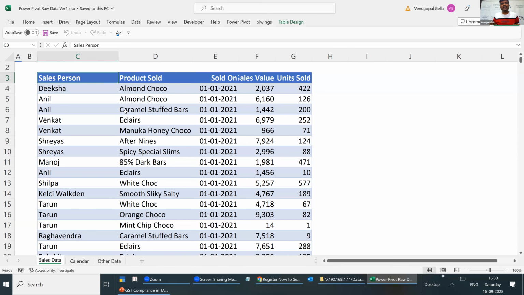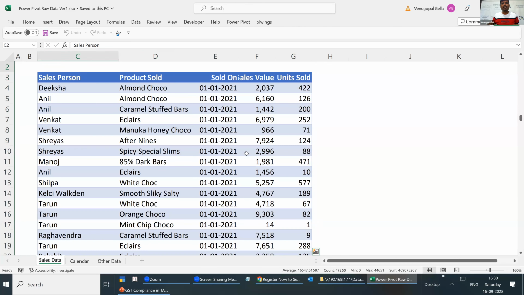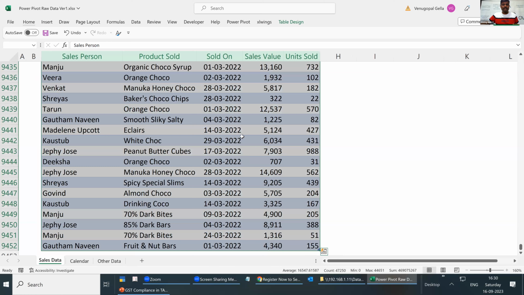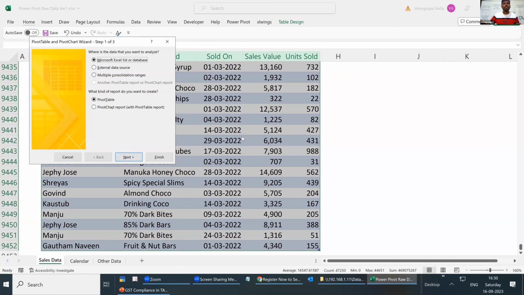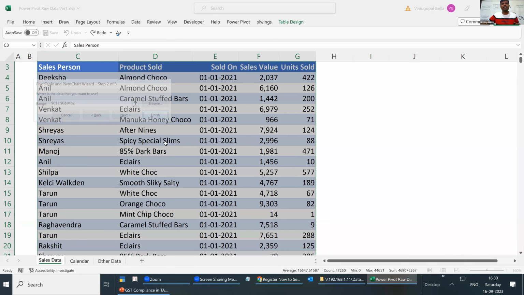So in a normal case, if you find data something like this, you will select the data. What we have here is a salesperson, the product he sold, the date, the sales value and the units sold, right? In a normal case, the shortcut for inserting a pivot table is Alt D P, and you can say next, and it selects the data, and finish.